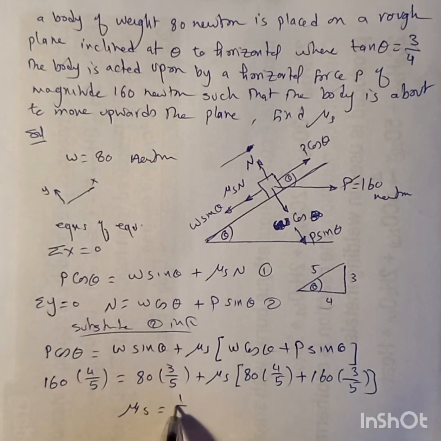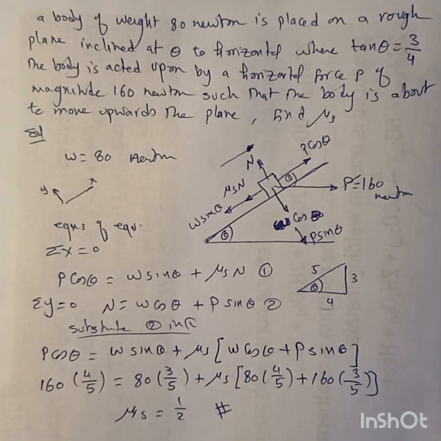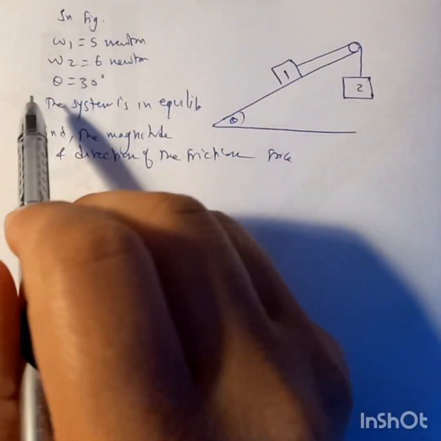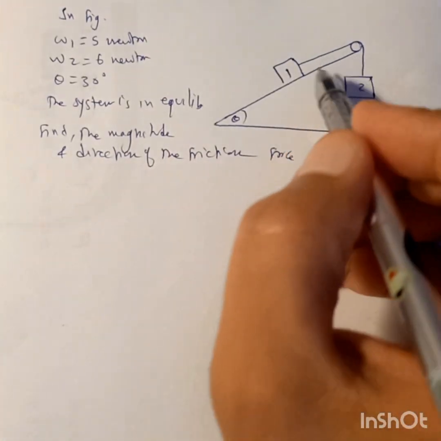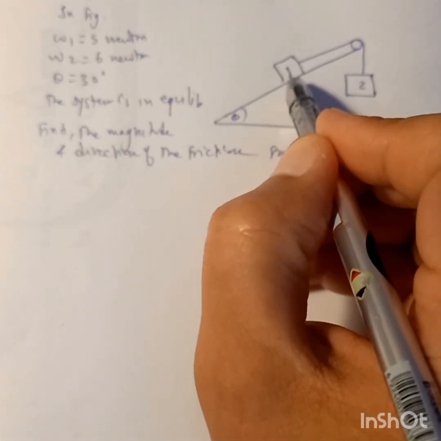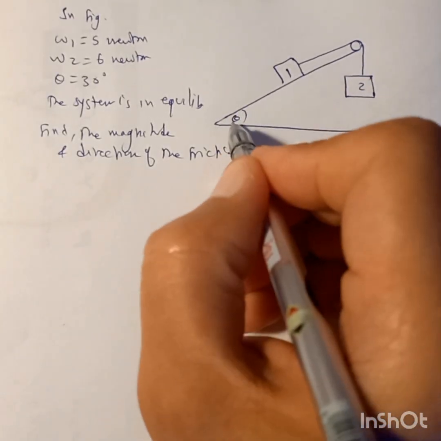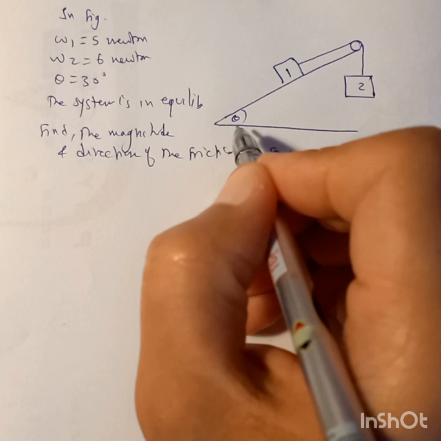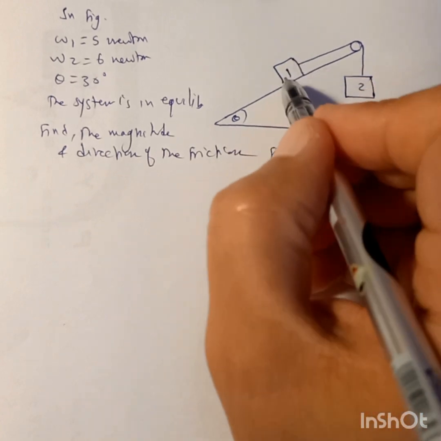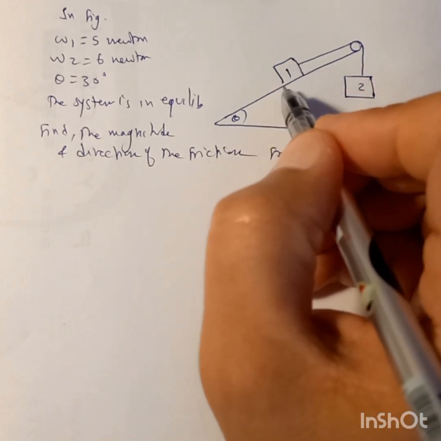Simply mu s equals half, and this is required to find. Another example. In this example we have a system consisting of body number 1 placed on this rough inclined plane with inclination angle to horizontal theta equals 30. The weight of this body is 5 Newton.